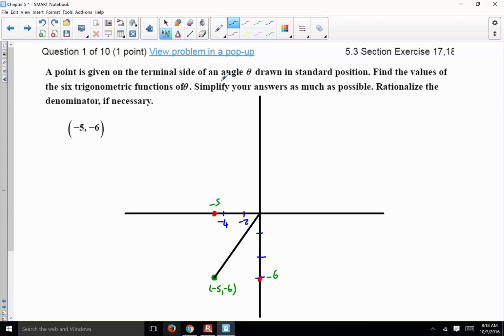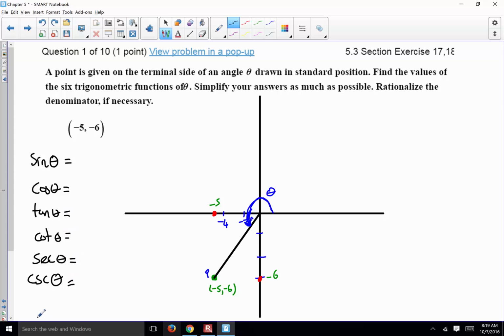Okay? Now, we are going to compute its sine, cosine. So here is the angle. Here is the angle theta all the way here. Theta starts and rotates this much. This is the point. Sine theta, cosine theta, tan, cotan, secant, cosecant. 6 trig functions.